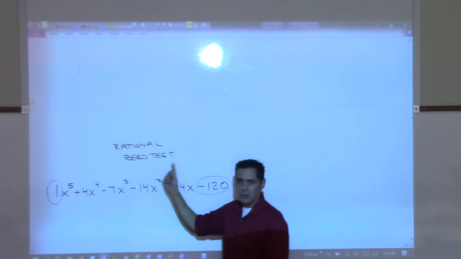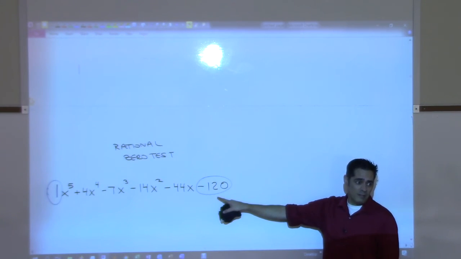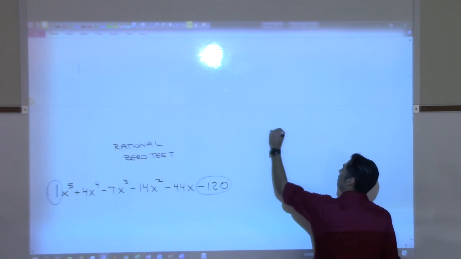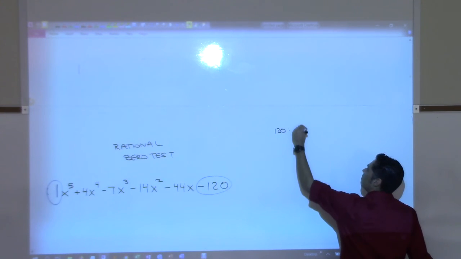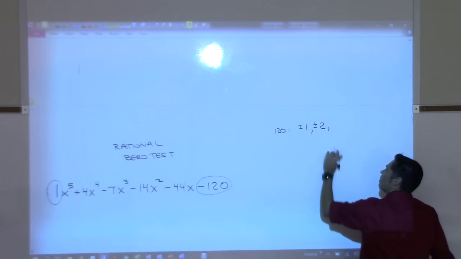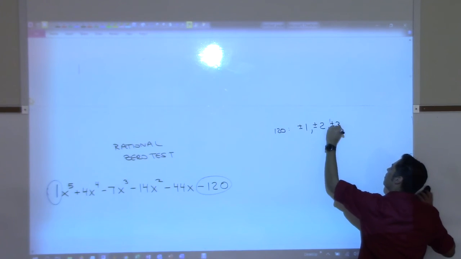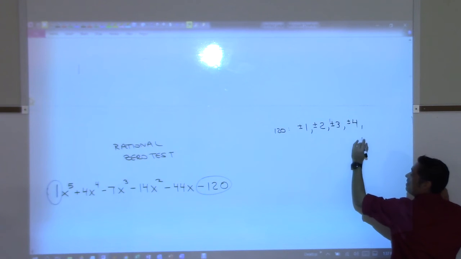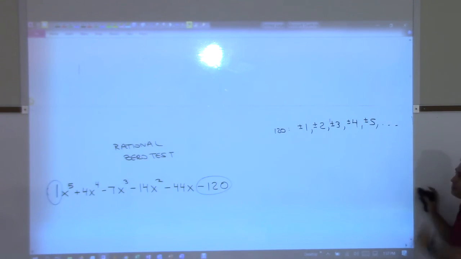This is called the rational zero test. So you can start listing out all the different factors of 120 first. What are all the different numbers that divide into 120 evenly? 1 goes in there, and negative 1. 2 goes in there. Does 3 go in there? Yes. Does 4 go in there? Yes. And 5 goes in there. We got all these factors, and it keeps going. I'm going to stop right there.